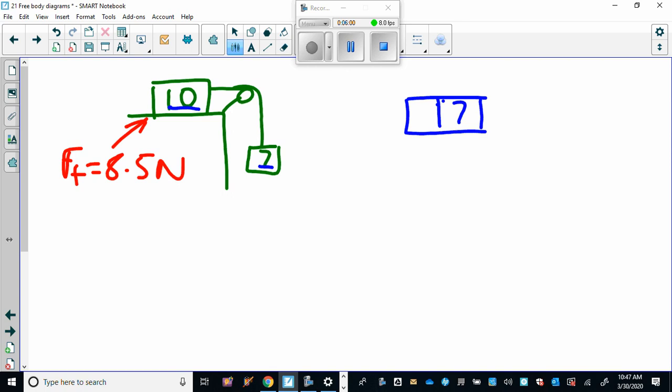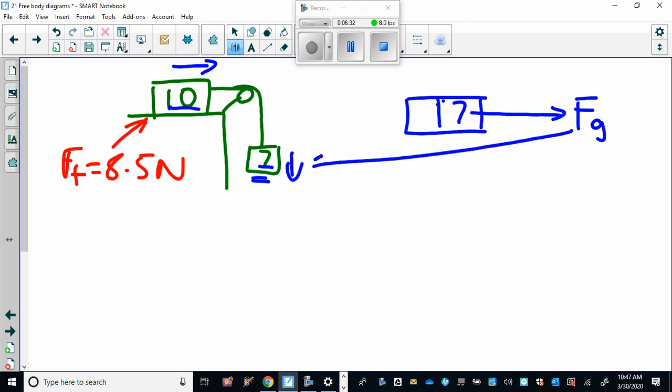So what's going on in this one? Again, you may be confused because you can say, well, the block's going this way and the weight is going this way, so they're not going along the same line. So how can you add and subtract them? Well, you can, because this weight here is really pulling the 10 kilogram block this way. So really, the force in this direction is Fg, this one right here.